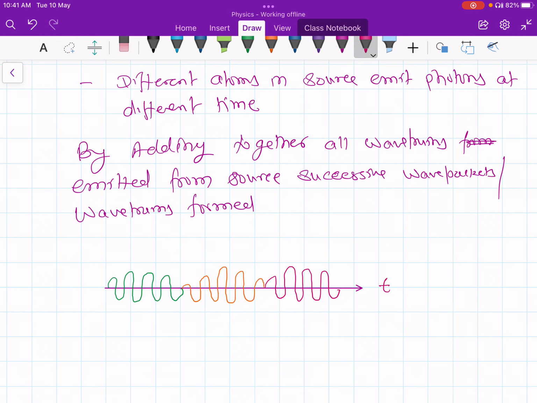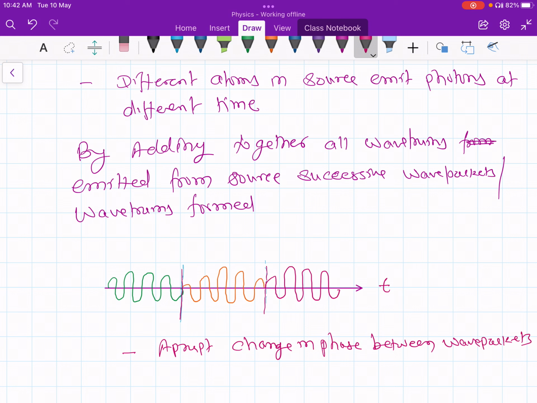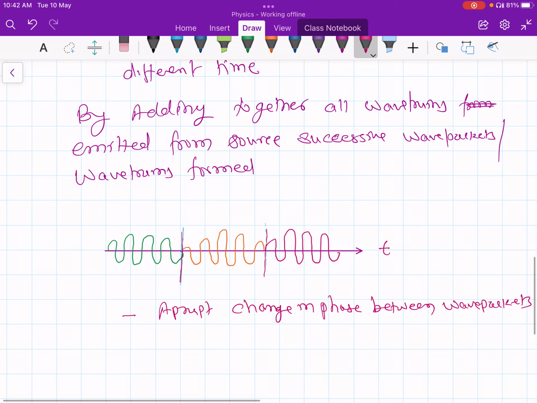As you can see, in this case, at this point over here, there is a sudden change in the phase as we go from one wave packet to another wave packet. Similarly, at this point, there is a sudden, or you can say abrupt, change in the phase between wave packets. Abrupt change in phase between wave packets is observed. So there is a sudden change in the phase as we go from one wave packet to another.